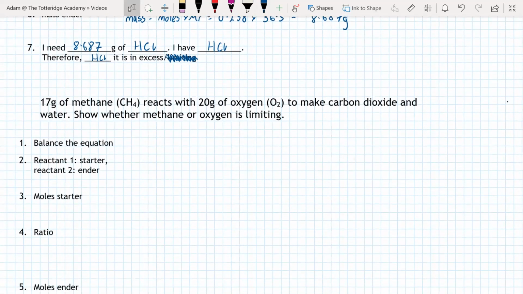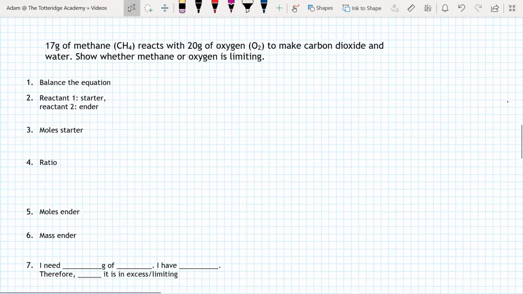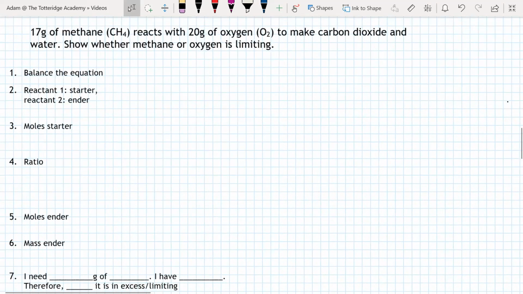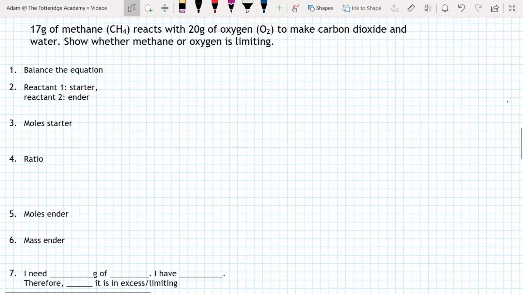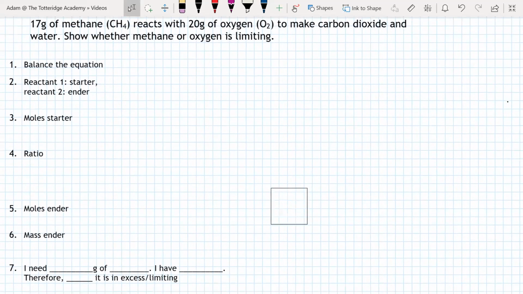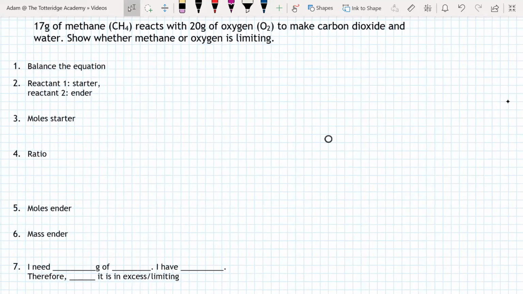I've now got 17 grams of methane reacting with 20 grams of oxygen to make carbon dioxide and water. Now, at this point, normally in a question, they'll give you the equation. So I will write out the equation for you, though of course, if you feel confident writing that equation yourself, pause the video and do it. But I am going to give it to you here. So it's CH4 plus O2 forming CO2 plus H2O.